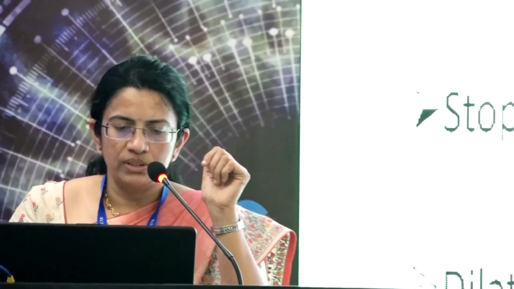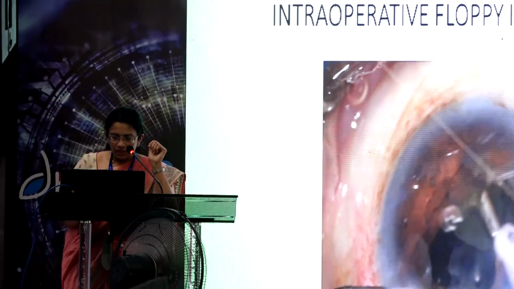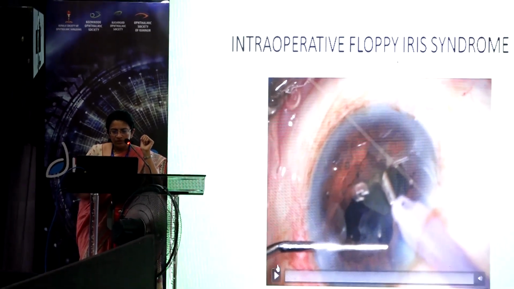The risk is more if the dilated pupillary diameter is less than 7 and the dilated pupil to limbal ratio is less than 0.6. Stopping tamsulosin does not prevent its occurrence. Now let's see what happens in IFIS.